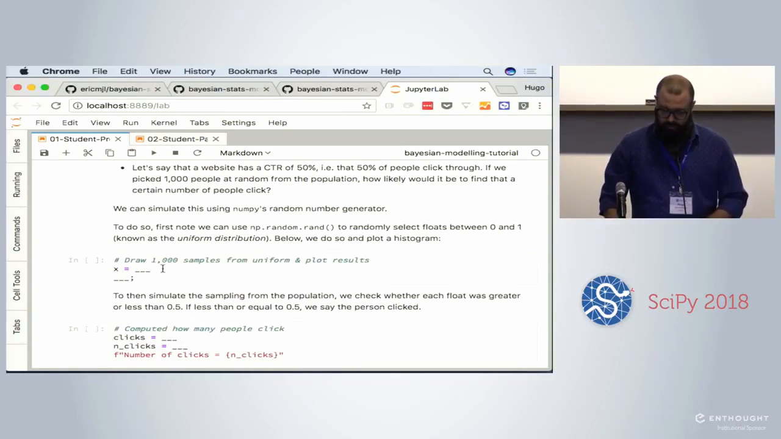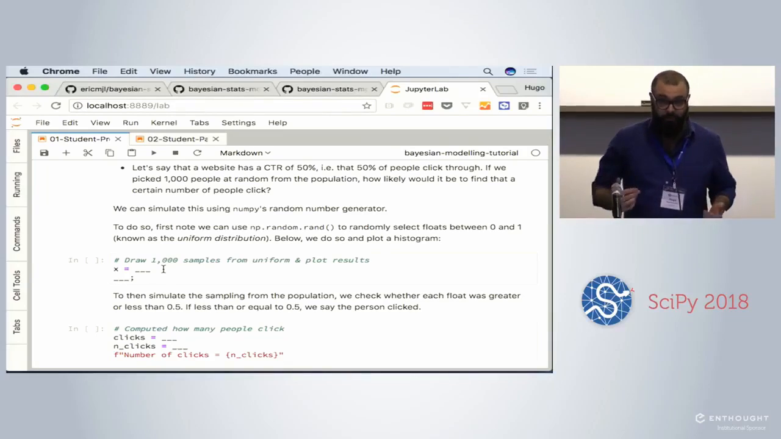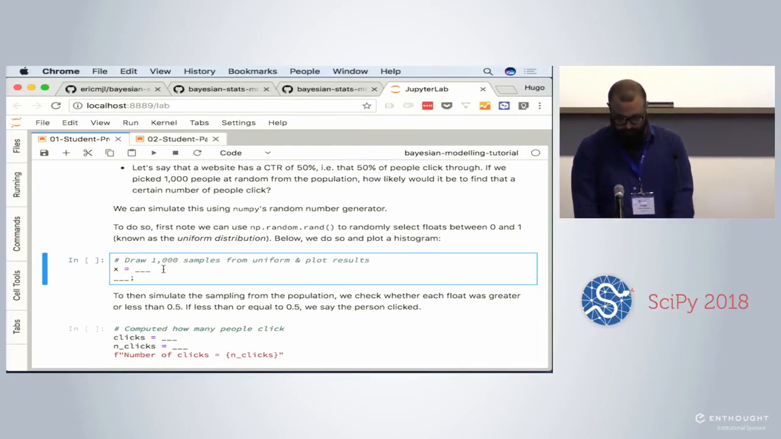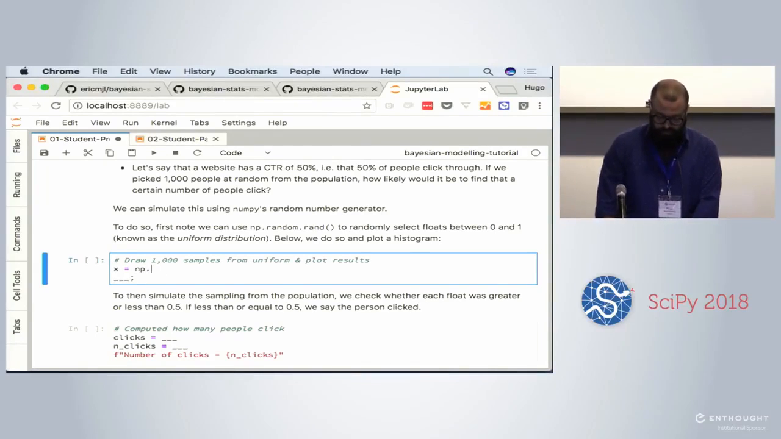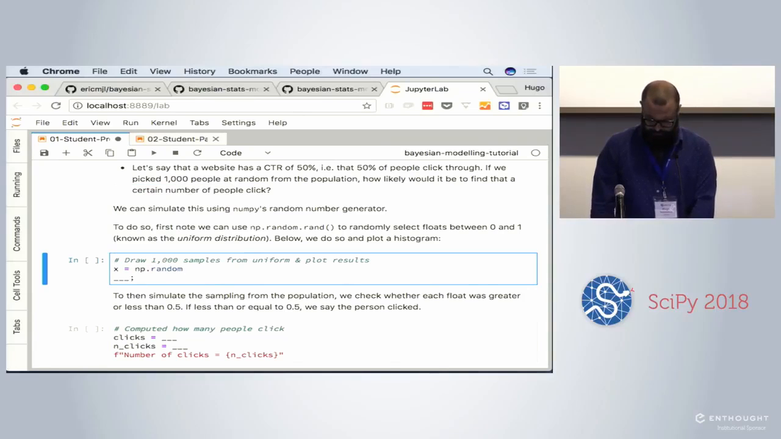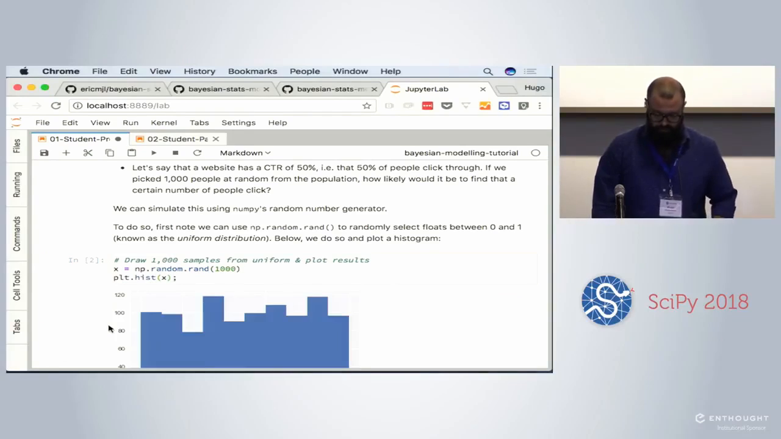So before we do this though, we're just going to use the basic np.random.rand to randomly select floats between 0 and 1, which is what this function does. Okay, so just in these sections, you're just going to code along with me, and I'm going to use tab complete occasionally. Okay, so we're going to choose 1,000 samples, and then we're going to use matplotlib to plot it. I'm going to execute that cell.